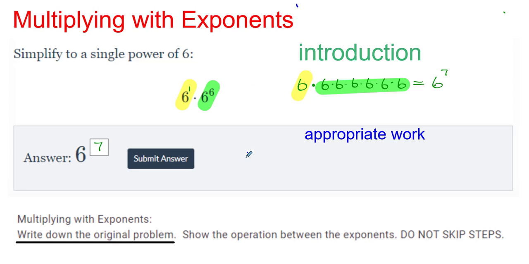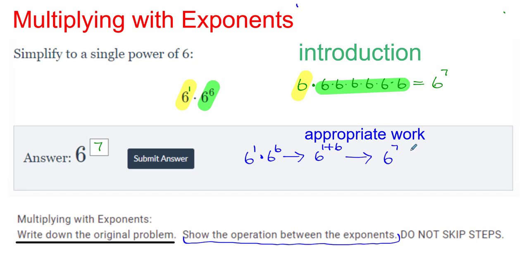And so I'm going to write 6 to the power, I'm going to add the exponent of 1, multiplied by 6 to the power of 6. And then to show the operation between the exponents, when we're multiplying and we have the same base, notice base 6 and base 6, we're actually going to add the exponents. So that's going to be 6 to the power of 1 plus 6. And that's really what I'm looking for as far as appropriate work. Then it would be changed to 6 to the power of 7, because power 1 plus power 6 is power 7. And we'll box that, and that's our final answer. And those are our examples for multiplying.